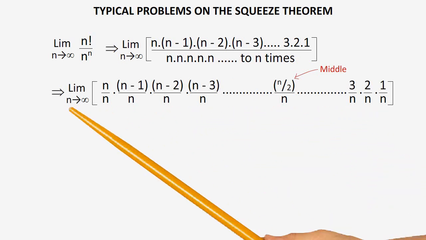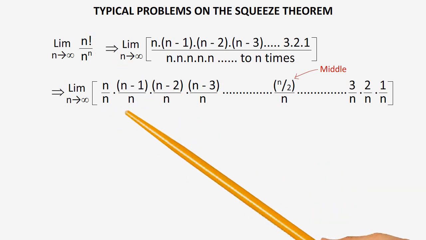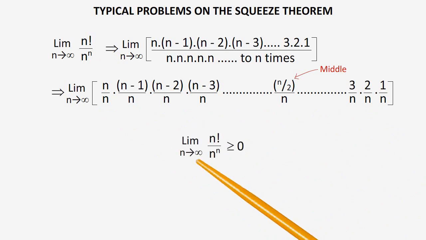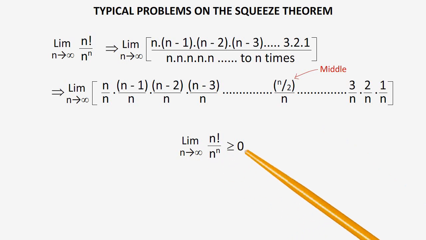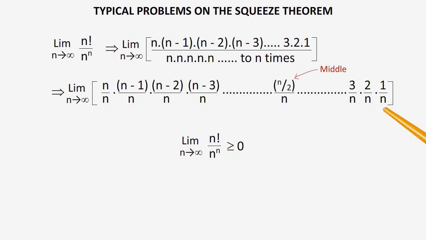Now since n is a positive integer, because factorial of numbers other than positive integers is unknown, each and every fraction is greater than 0. Even the last fraction 1 by n approaches 0 from the right hand side. So this expression is greater or equal to 0. Again, look carefully that the first fractional term is n by n, that is equal to 1. And the last fraction is 1 by n, whose limit is equal to 0 as n approaches infinity.